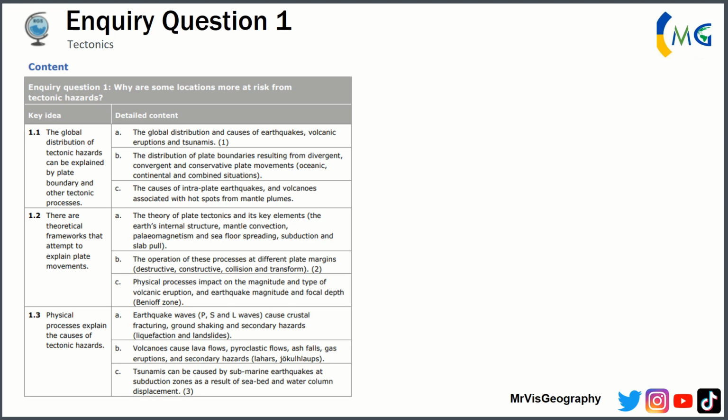So inquiry question 1 is as you see it there. The first section looks at the distribution of tectonic hazards and the plates, boundaries, and tectonic processes. In this case, we look at the different distribution of earthquakes, volcanoes, and tsunamis, where they're located, what areas and what risk, etc.